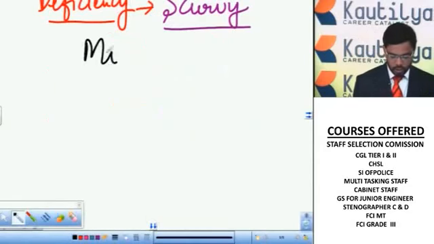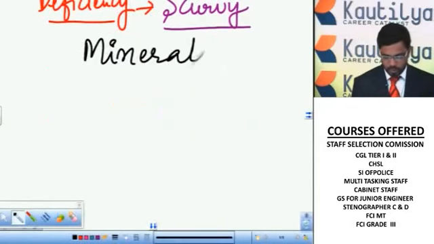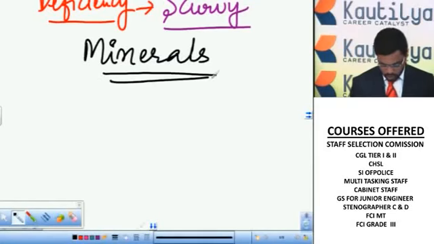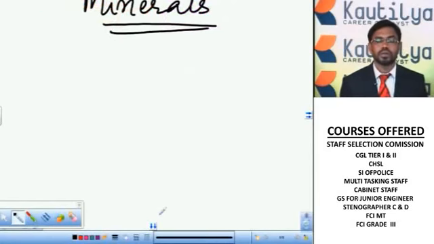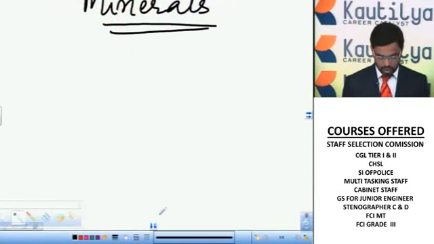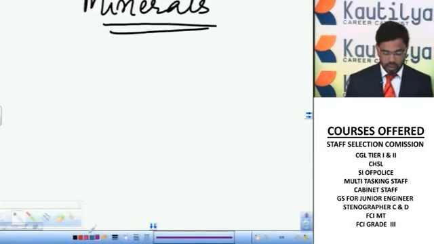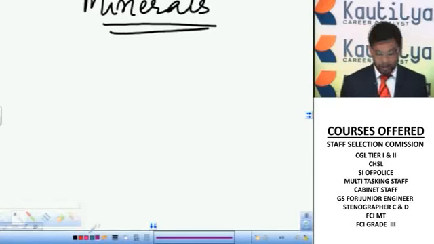Next, let us discuss about the minerals. So these minerals, they are also required in very minute quantities. They also act as the structural components of various organs, and they also act as cofactors for proper functioning of various enzymes. They are required in small amounts, but they play a vital role in the metabolism. That's why these minerals are also called as essential nutrients.